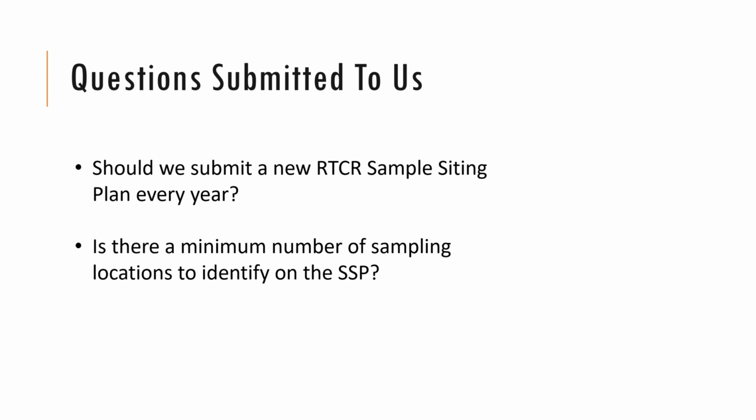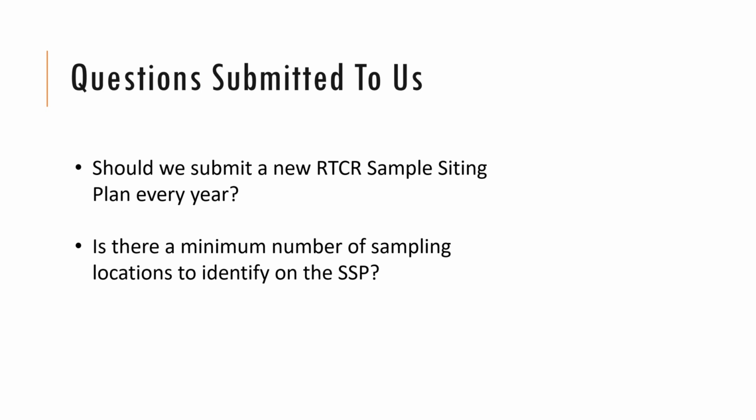So the first question we got was, should we submit a new RTCR sampling plan every year? For this, it would be best to contact your state or regional office in charge of overseeing RTCR compliance to see what they recommend water systems should do. It's recommended that sample siting plans should be reviewed annually and be up to date for sanitary surveys. However, any revisions made, such as new sampling locations, should be reported to the state. So as far as I'm aware, there is no requirement that systems need to submit a new plan every year.